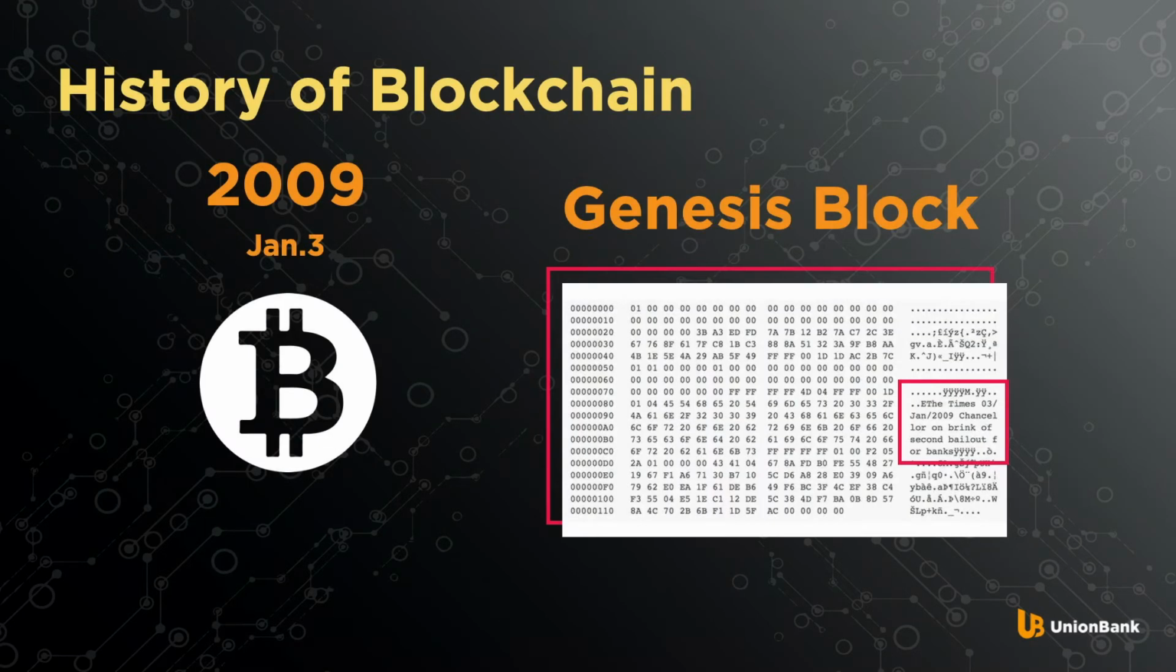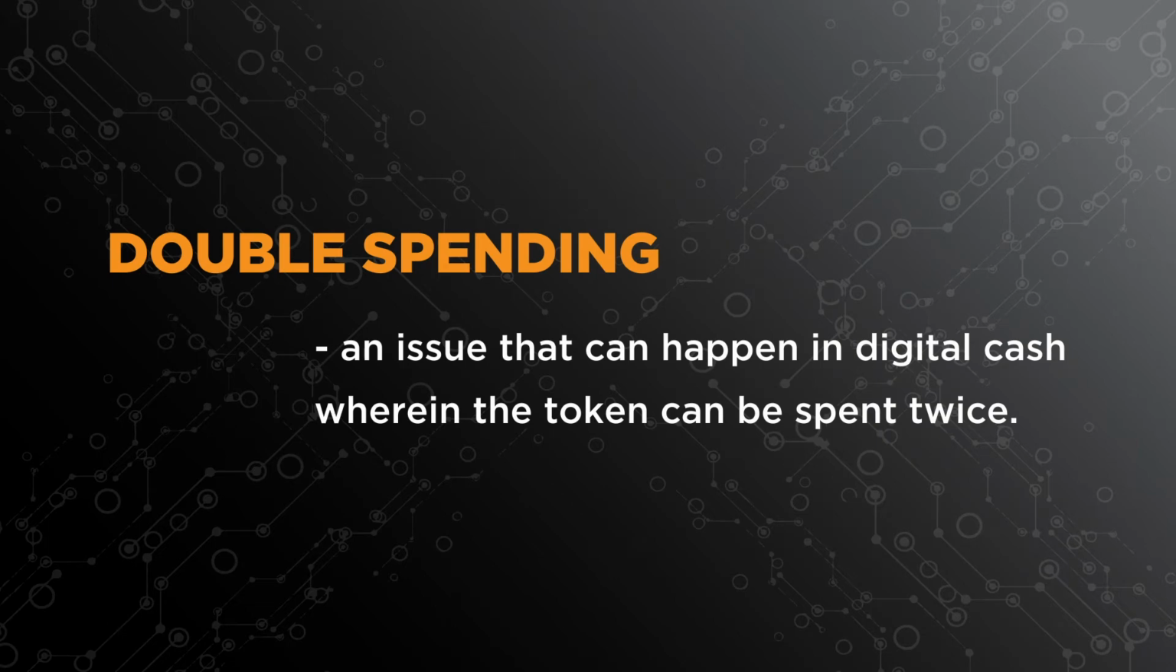A year after, Bitcoin, a decentralized cryptocurrency, is created and released as open source, and the first Genesis block is made. A major problem that Bitcoin solved is the double spending issue that exists in a peer-to-peer network. Double spending is an issue that can happen in digital cash, wherein the token can be spent twice. Blockchain technology solved this through a combination of cryptography and creating a record that cannot be changed or altered through proof of work.